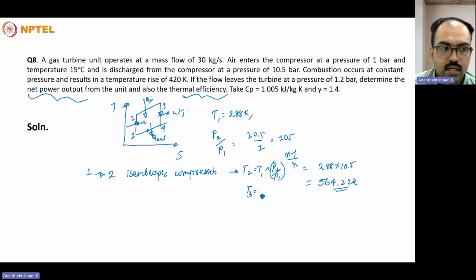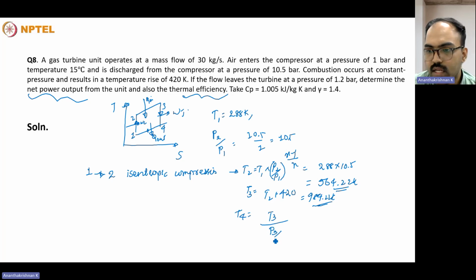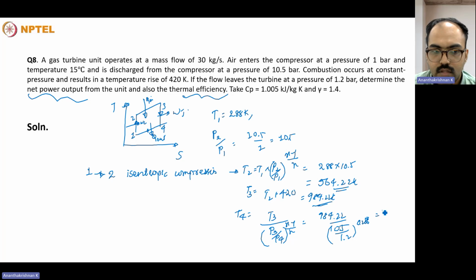T3 is equal to T2 plus 420, the rise in temperature during the heat input process. So that is 984.2 Kelvin. T4 will be equal to T3 divided by P3 by P4 raised to gamma minus 1 divided by gamma. So that is 984.22 divided by 10.5 by 1.2, raised to 0.286. P4 is not equal to P1, it is a different pressure. So that is 529.27 Kelvin.